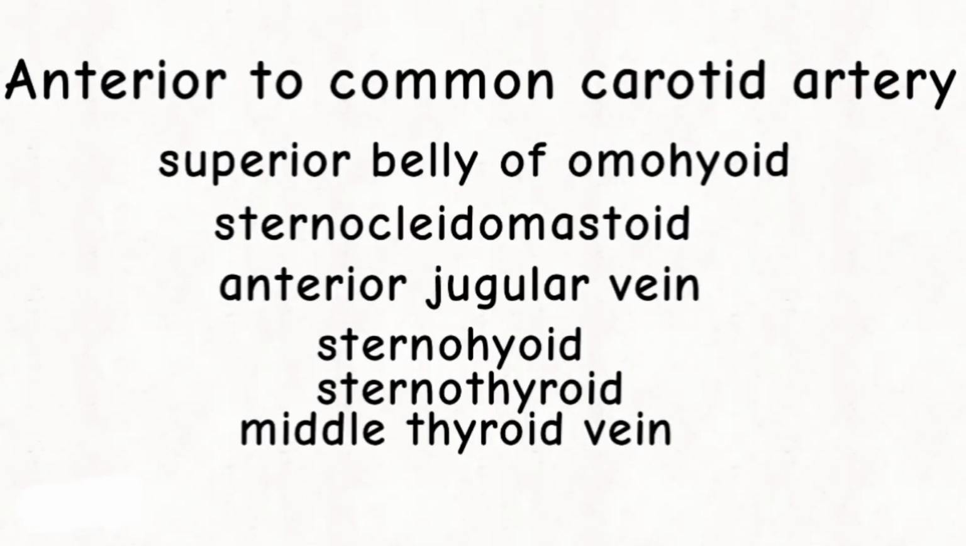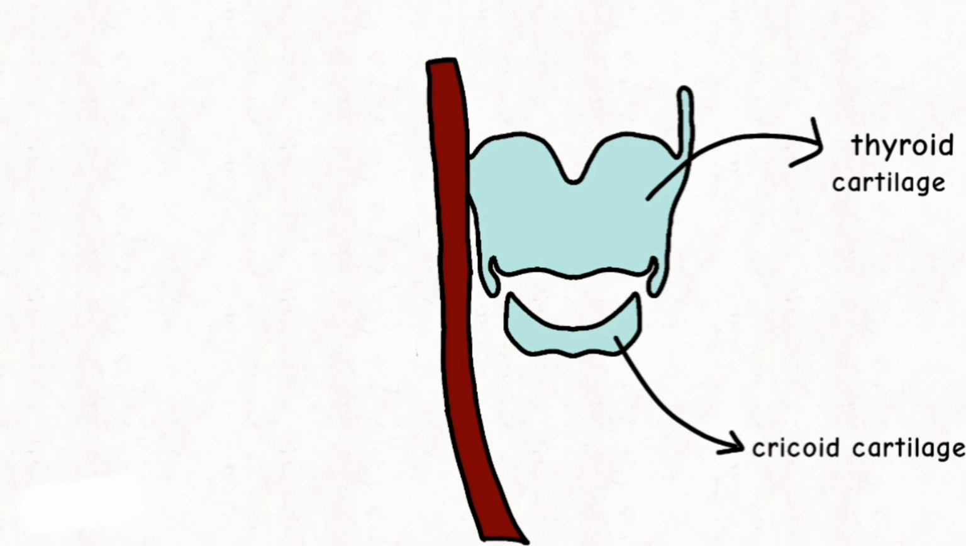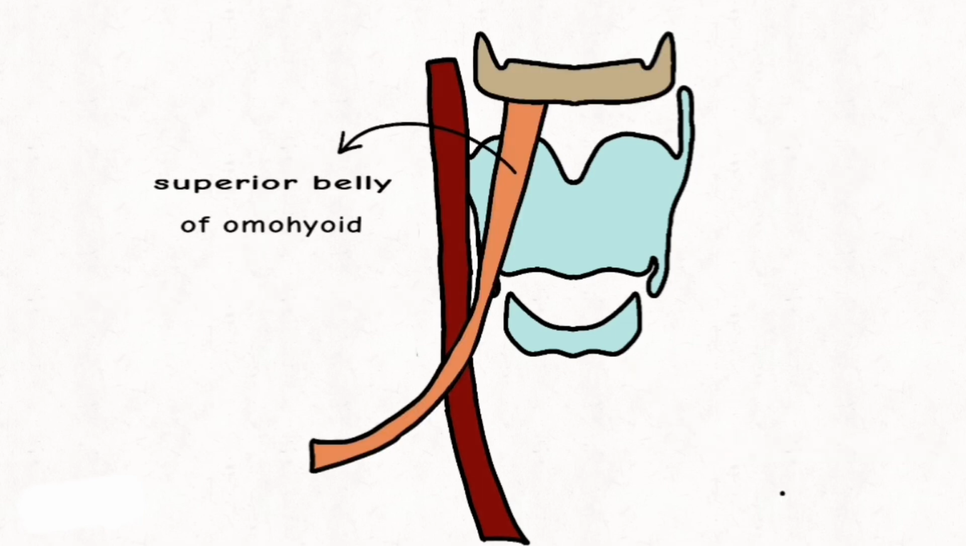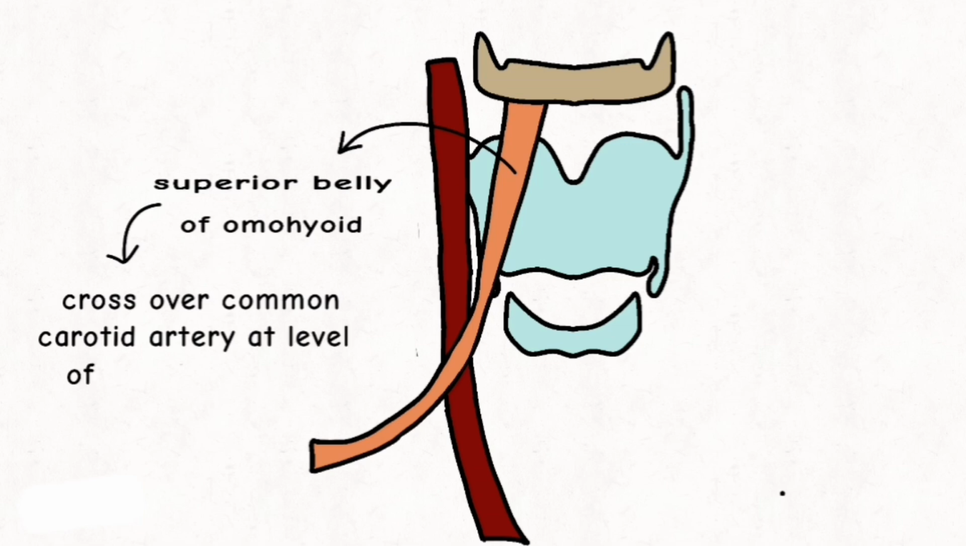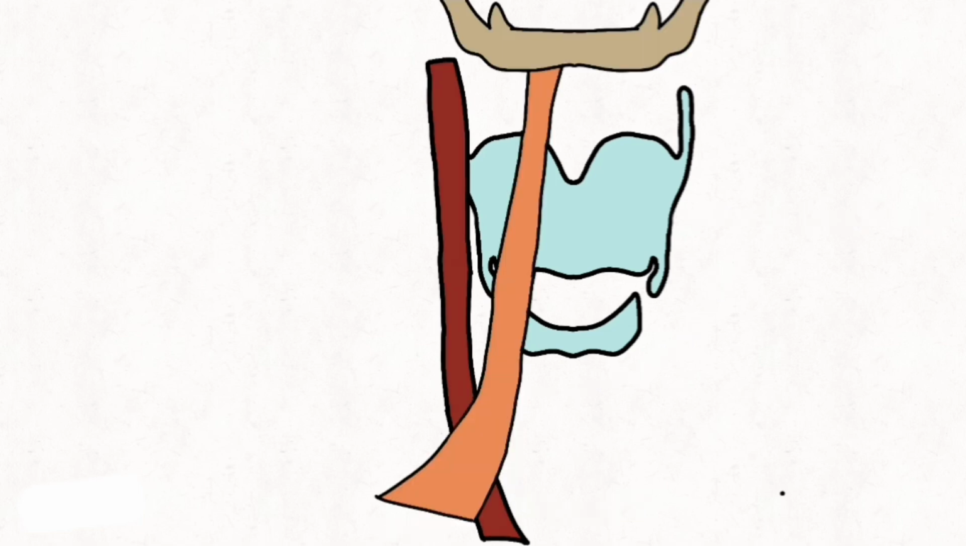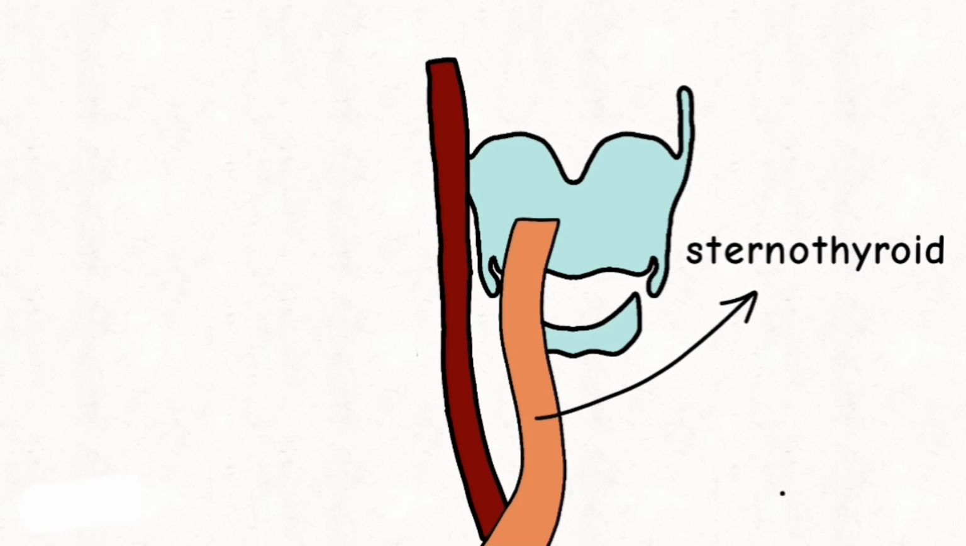Structures anterior to the common carotid artery. Superior belly of omohyoid crosses the common carotid artery at the level of the cricoid cartilage. Anterior jugular vein lies more superficially and medially. The sternohyoid, along with the sternothyroid, helps separate the anterior jugular vein superficially from the common carotid artery deeply.